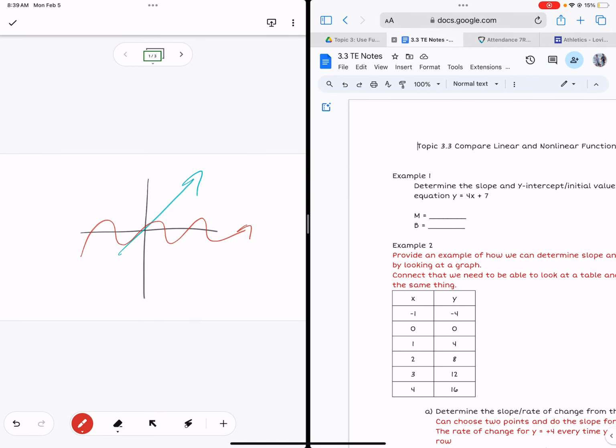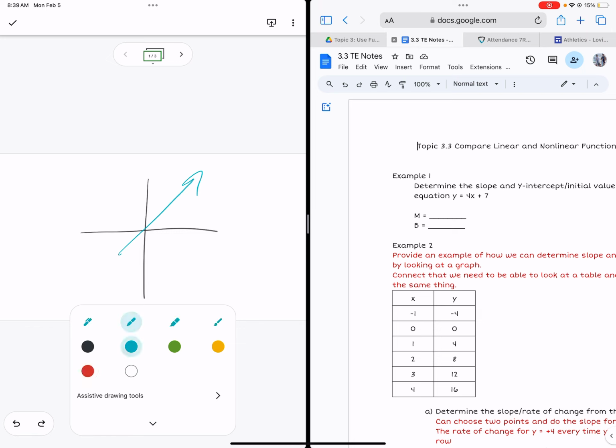There we go. So, Randy, you are correct. On this graph right here, we have a blue linear line and a red non-linear line. So if I take a look at this blue line right here, I could find the slope by counting up, going over, going up, going over, and I can also find my y-intercept, right?